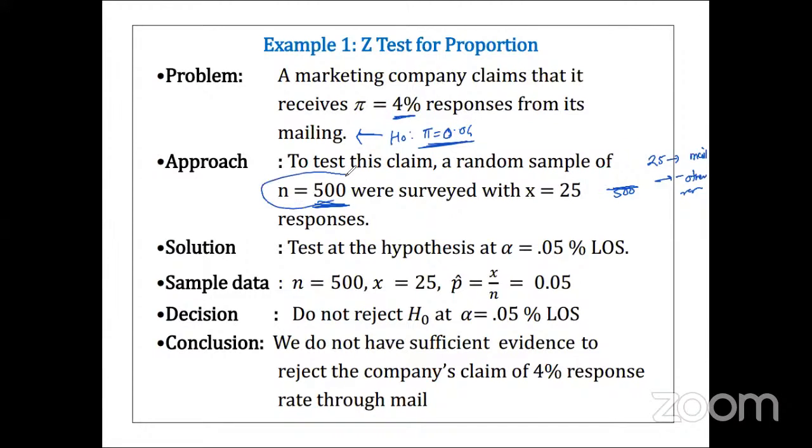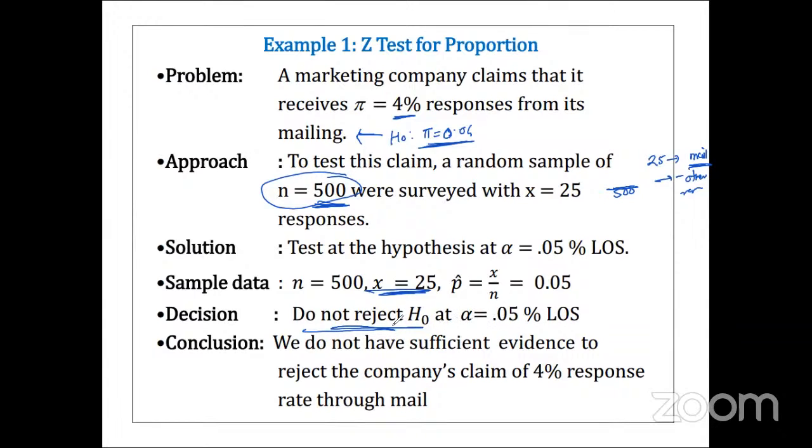So this is the sample of 500 you have taken, and you got 25 respondents from mail. You have again used software. The software has given you the p-value and the critical region. So what is your decision actually?